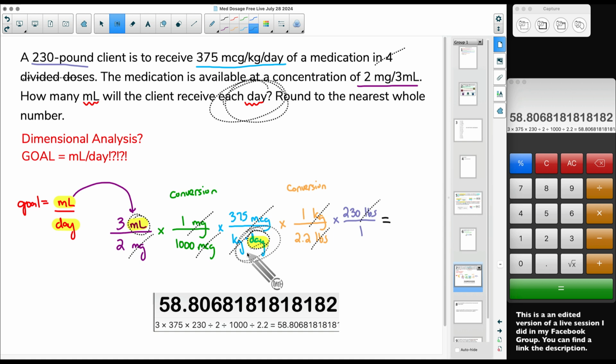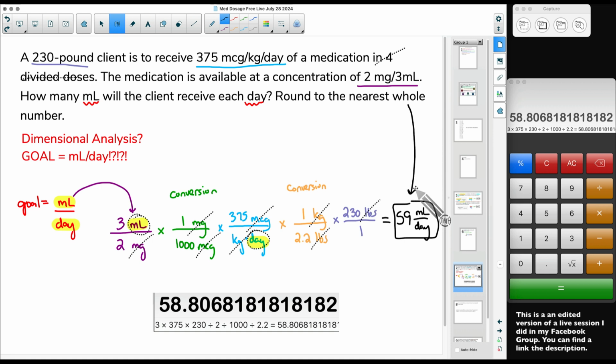And what I call that, and y'all, I have an entire live session on that. By the way, too, this answer is going to be 59 milliliters per day because I did say round to the nearest whole number. So that 8 right here tells that 8 to go up to a 9, 59 milliliters. That is a tricky one. I have an entire live session on something called distractors. This 4 divided doses, it was a distractor for this question.